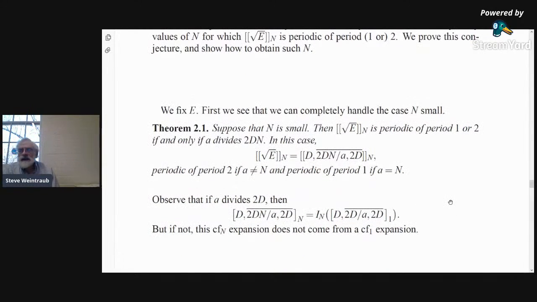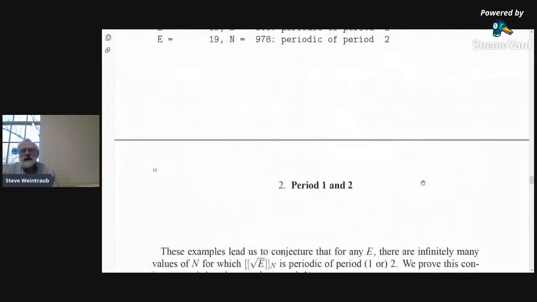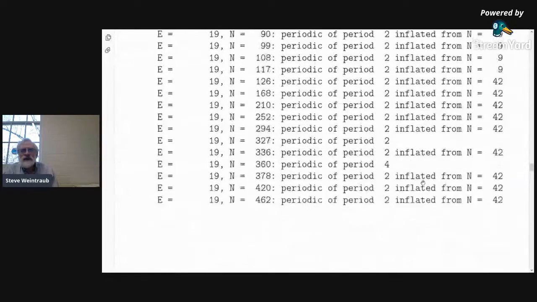The method of inflation tells us that if A divides 2d, then this would actually be an inflation of what happened from the CF1 expansion. So if A divides 2d and A is small, then we get simply inflation from CF1. But if A divides 2dn but not 2d, then we're going to get something new.